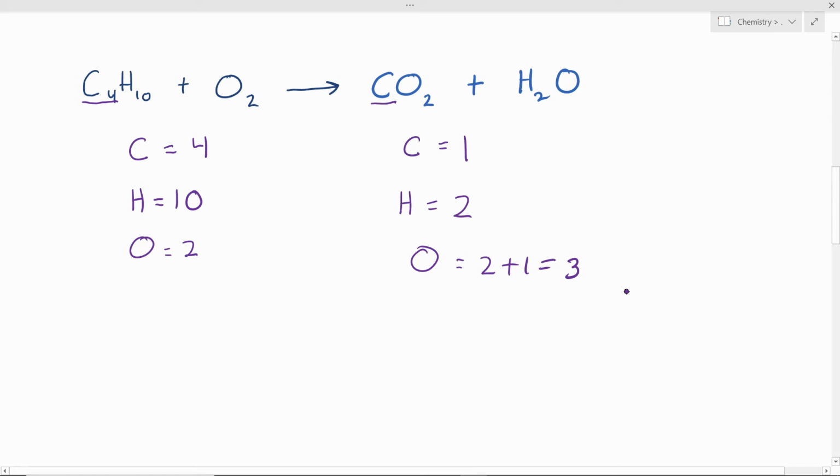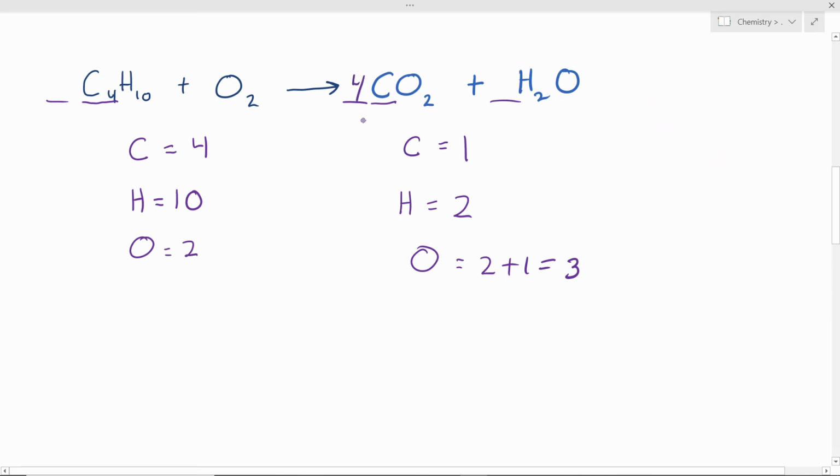So in this case, when we start putting coefficients here, we start balancing the elements that appear once on each side, meaning they should only appear in one compound on each side. Looking at our equation here, we know that carbon appears once on each side. It appears here, and it appears over here with this CO2. Starting with carbon, if I divide 4 divided by 1, I get 4, meaning that this is my new stoichiometric coefficient, which needs to go in front of the carbon dioxide on the product side.